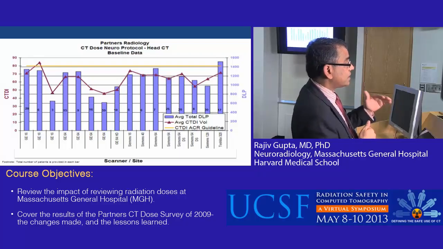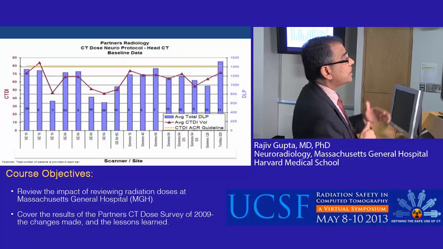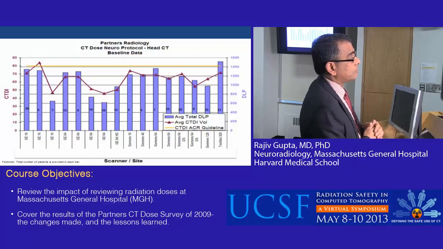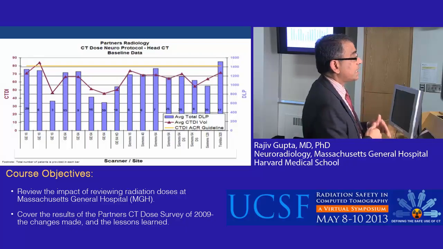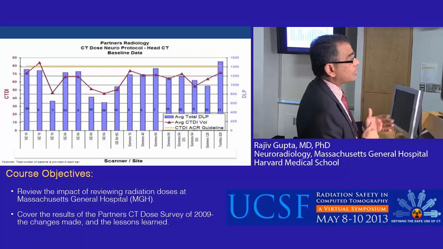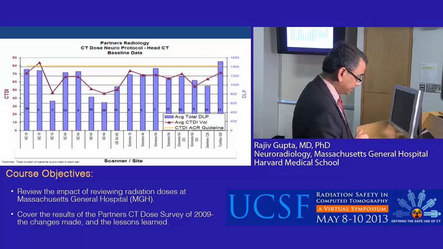And the same thing holds true for the DLP value. There's almost a 200 to 300% increase in dose from the lowest to the highest value. And we're doing the same scan. It's basically a routine head CT without contrast. Why is there a large variation in dose across institutions and across different scanners?